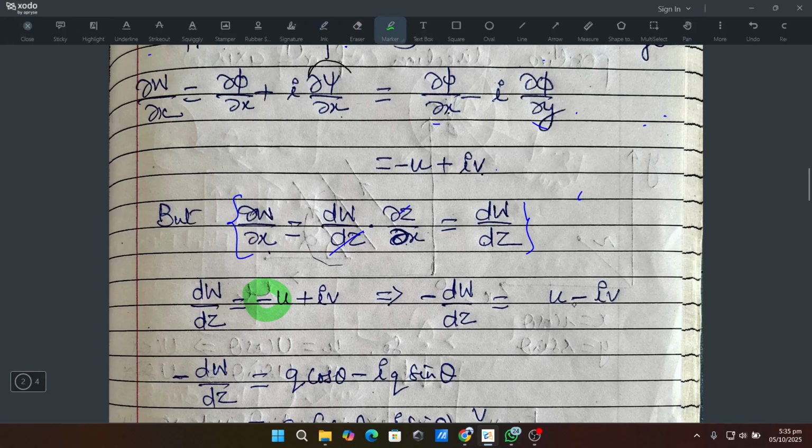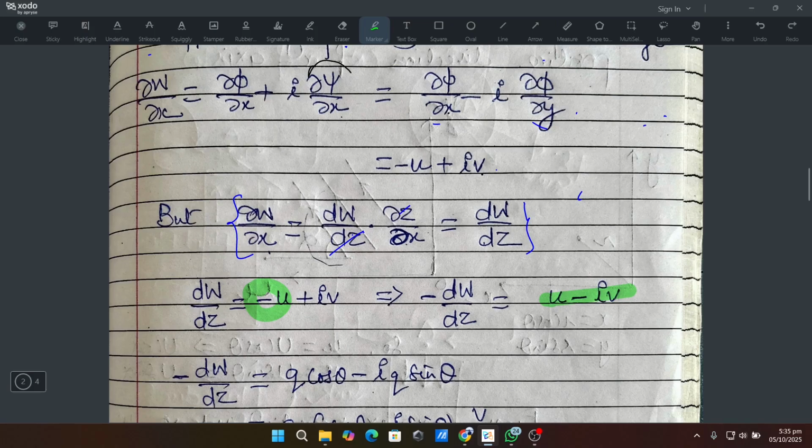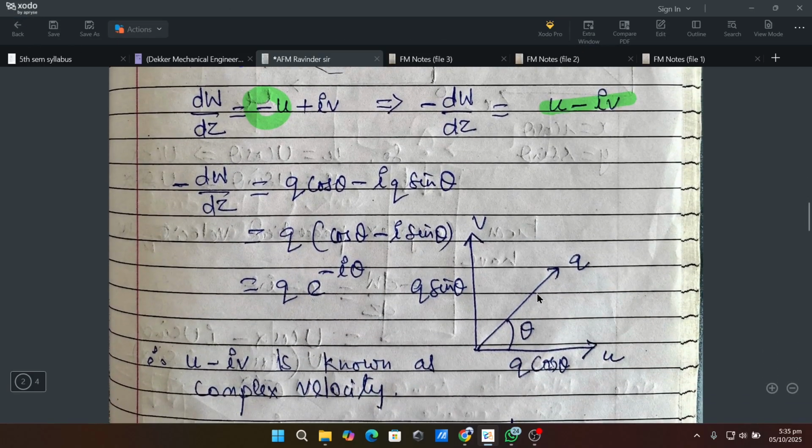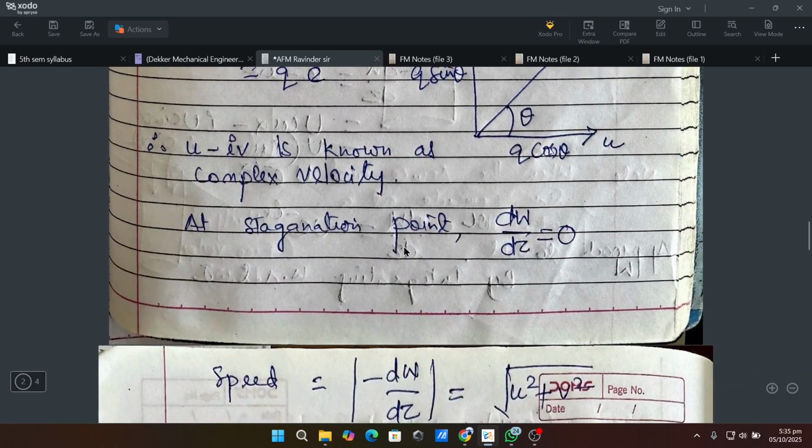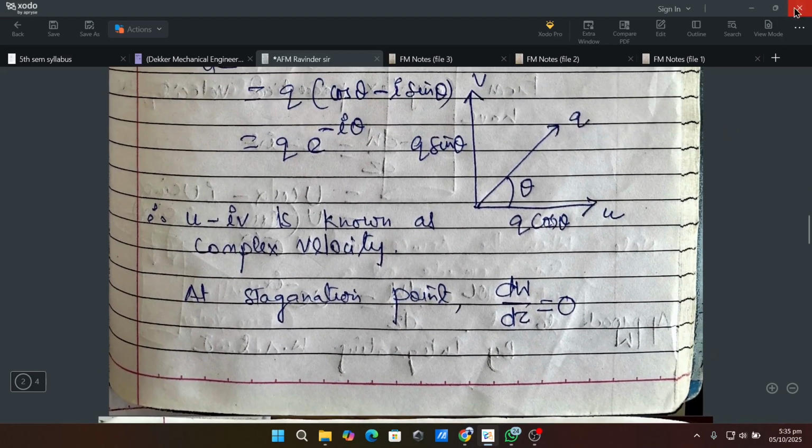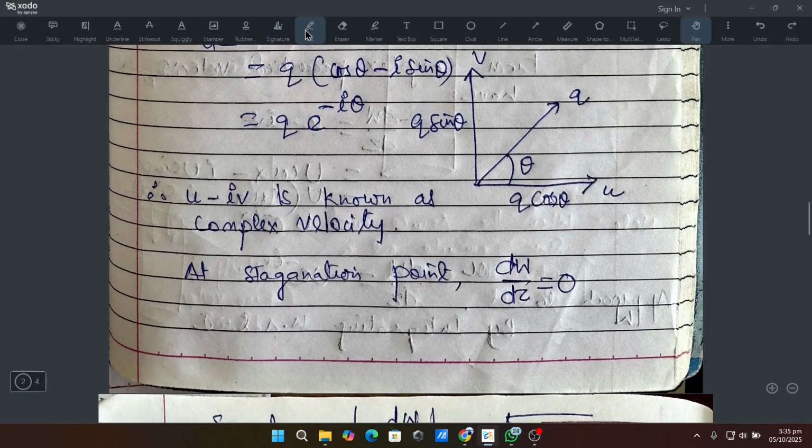See, u minus iv. This u minus iv is nothing but the complex velocity. You will see that. This u minus iv is known as the complex velocity. Here you can see u minus iv is known as the complex velocity. Okay.